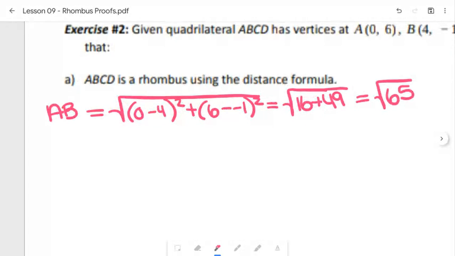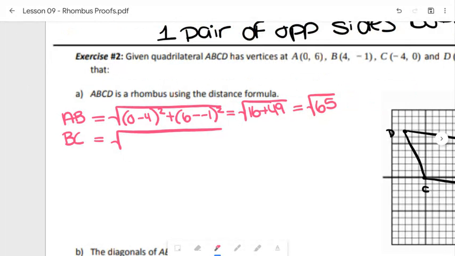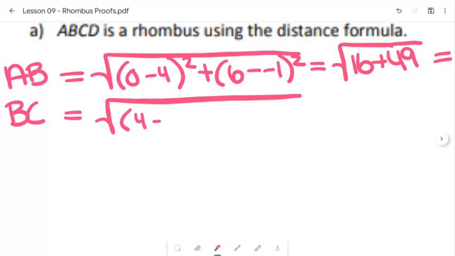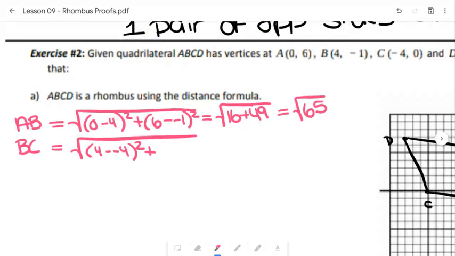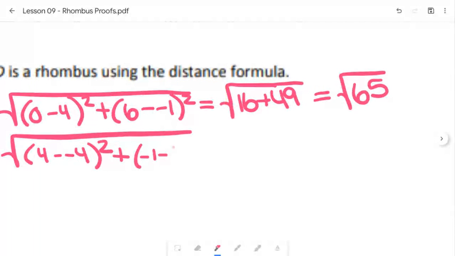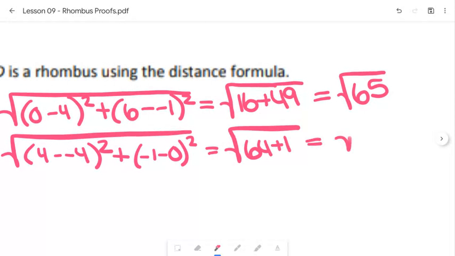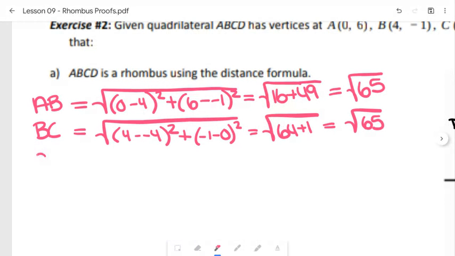So I know that each of the other sides should also be that, since they'd all have to be congruent, but we're going to go through the motions because we do have to show all our work. 4 subtract negative 4 squared plus negative 1 subtract 0 squared. Looking at 64 plus 1. So far, so good. We've got two pairs that are square root of 65.